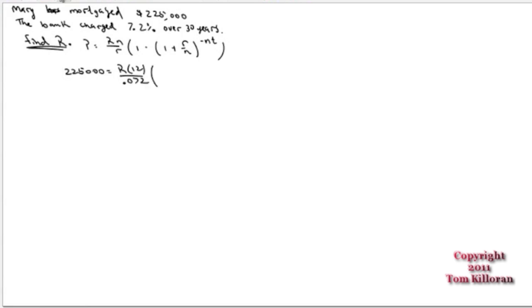0.072. 1 minus parentheses 1 plus R over N, 0.072 over 12 raised to the negative 360. Okay. So R is equal to something. Your job is to find it out on your calculator. Clear.